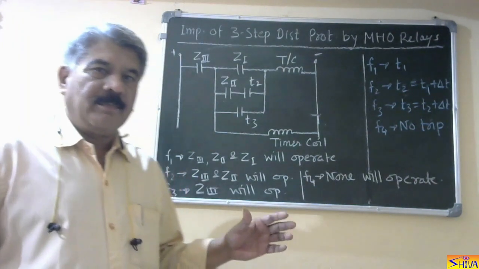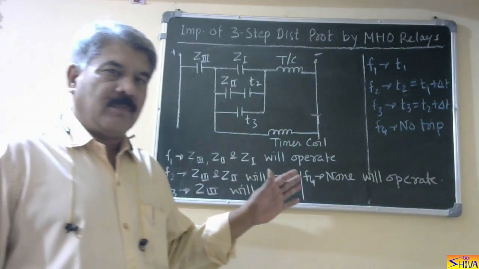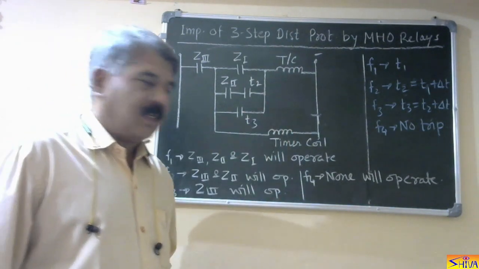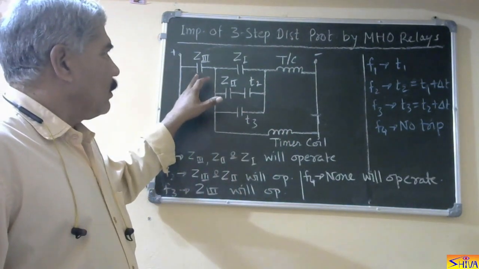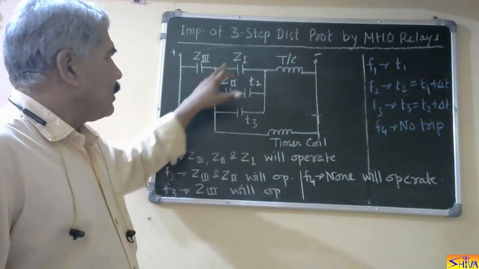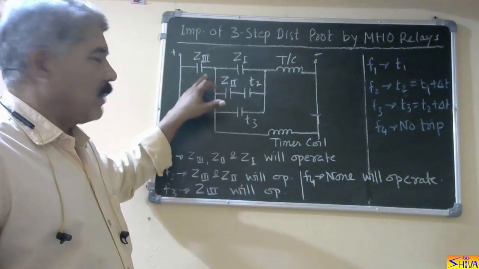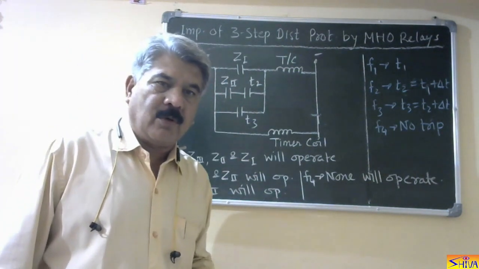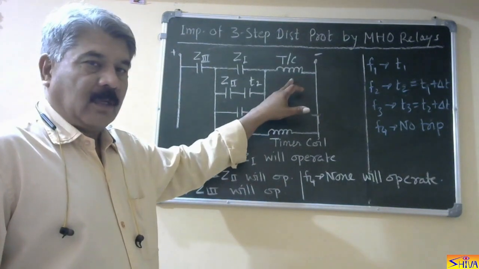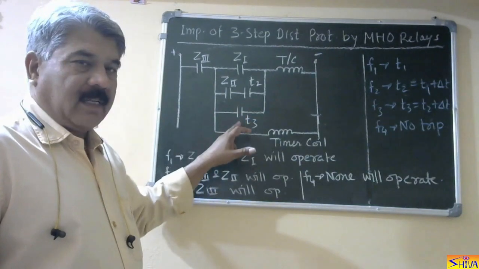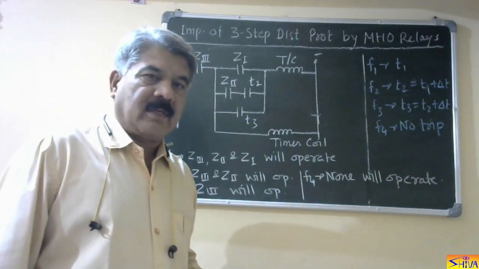Now let us see how our requirement is fulfilled by means of this contact diagram. Actually, this is the trip circuit. There is the minus 110 volts DC supply, and Z1, Z2 and Z3. These are the normally open contacts of the MHO element. This is the trip coil of the circuit breaker. This is the timer coil. T2 and T3 are the contacts of the timer's element.